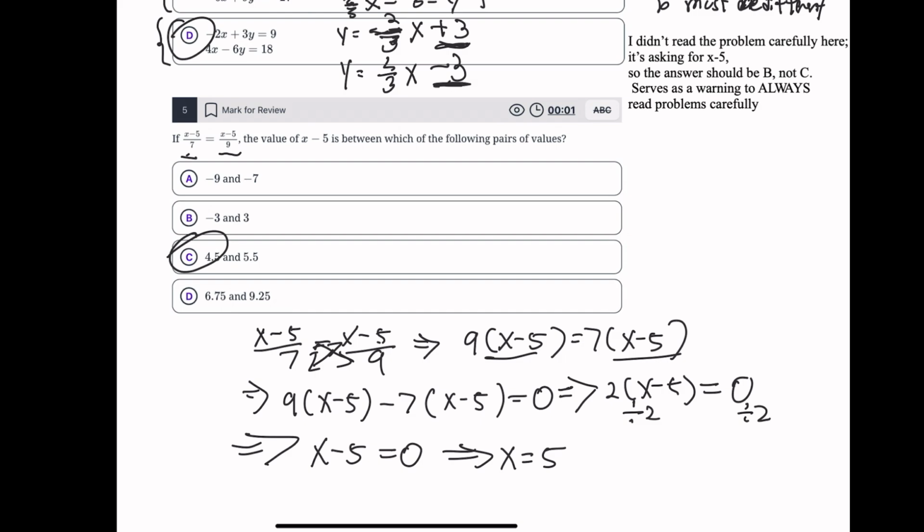Another way to do it is to put this equation into Desmos, and Desmos will give you x is equal to 5. Like 1, 2, 3, 4, 5. This is 5. And Desmos will give you a line like this. So you won't know that until you put it into Desmos.